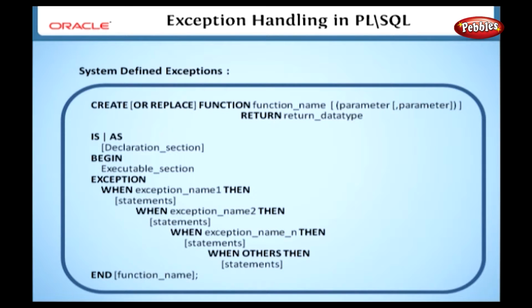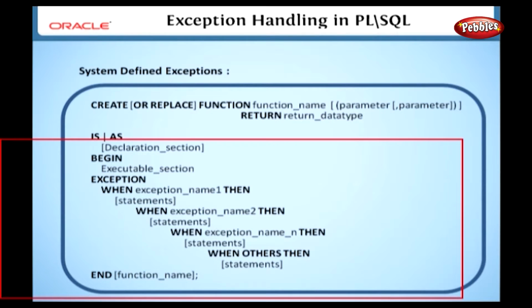We can handle these exceptions in our program by calling the error number of the exception. Here is the syntax of using the system-defined exceptions in a function. Take a look at this function syntax. You can find the syntax of a function with an error handling block. In the exception handling section, we can use the when clause to write the error handling statements. Here we can specify the exception name, and we can write the handling statements in the then clause.